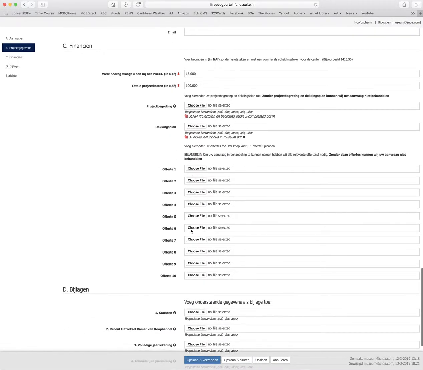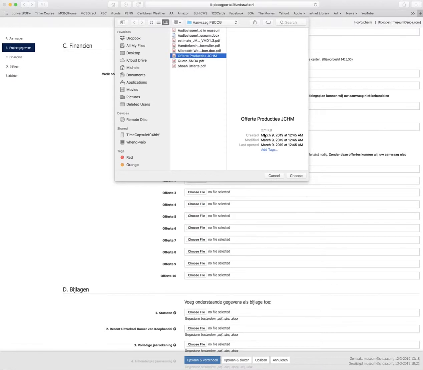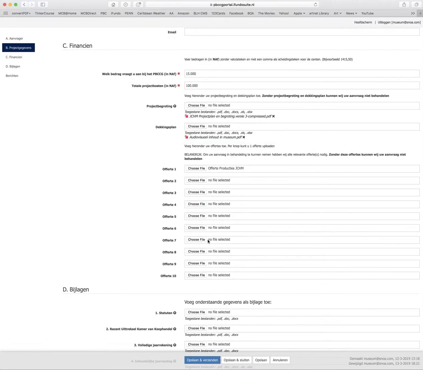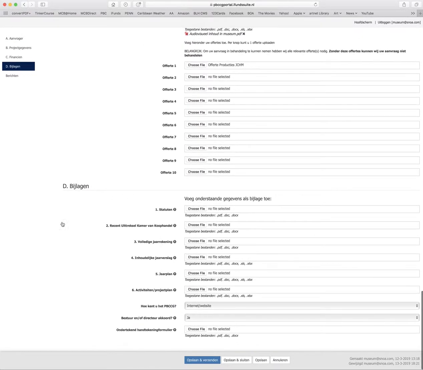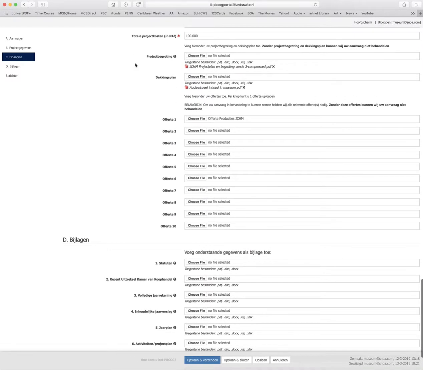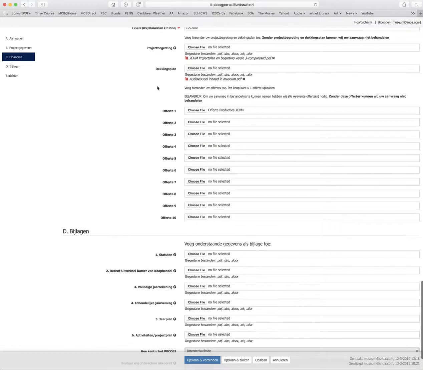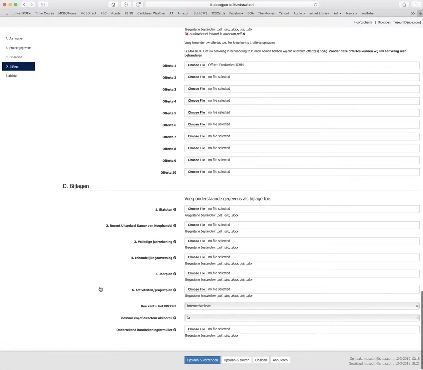Okay, so I'm going to put the offertas in here. Again, you choose your file. I'm going to say that's the one I want. It's in there, and you can choose up to 10 right here. Then the bijlagen, these are very important things that we're asking you. This gives us an idea again about your organization. So the financiën is everything about the project itself that you are going to submit. The bijlagen are more about your organization.